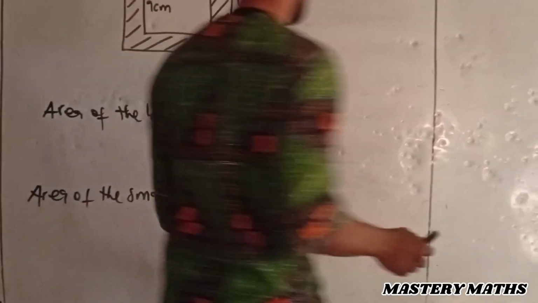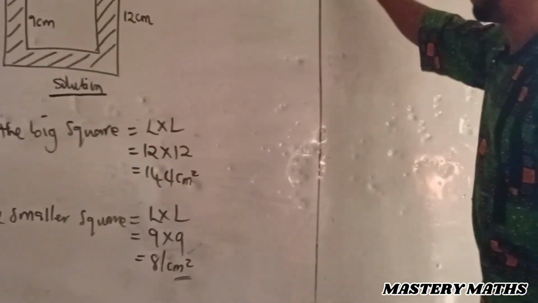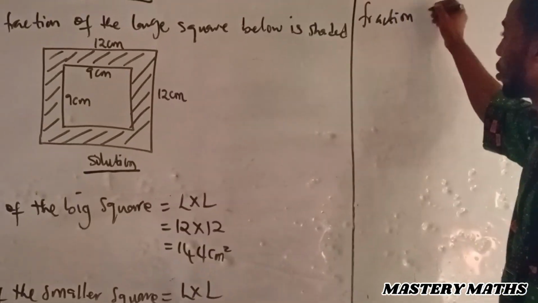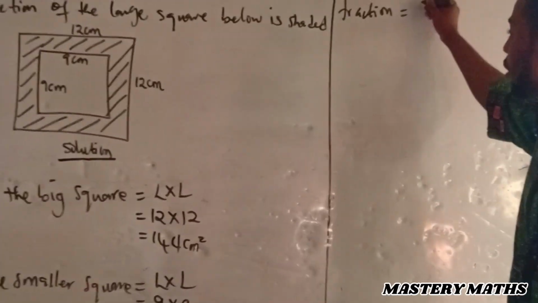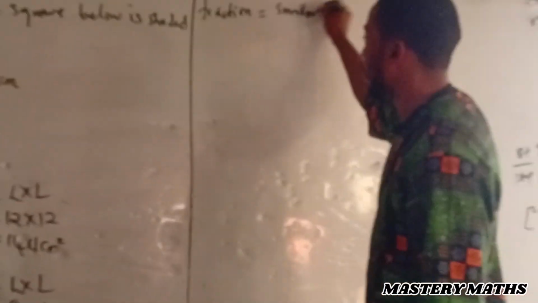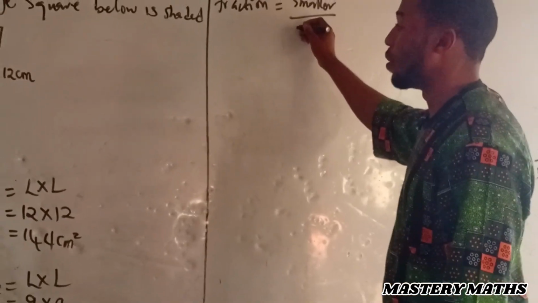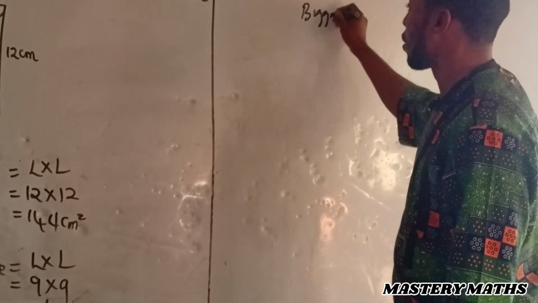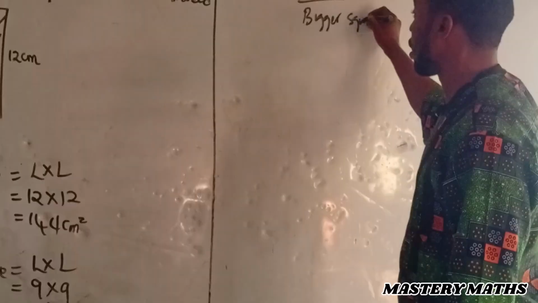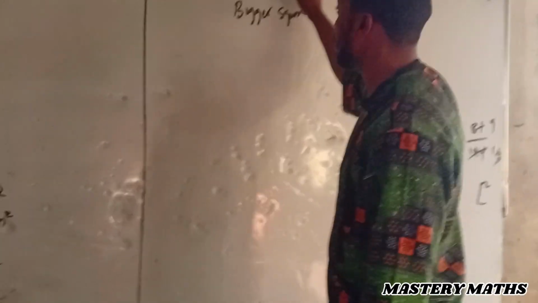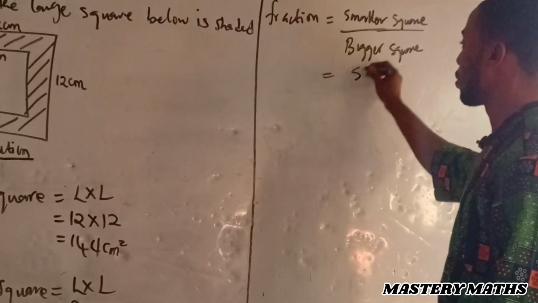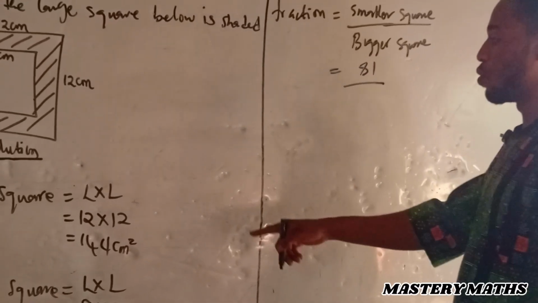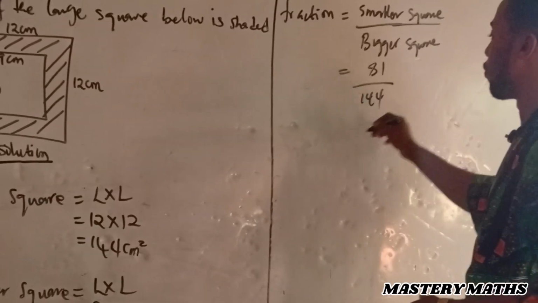So here, the fraction will be equal to the smaller over the bigger one. Smaller square over bigger square. Now, the smaller is your 81, and the big one is your 144.